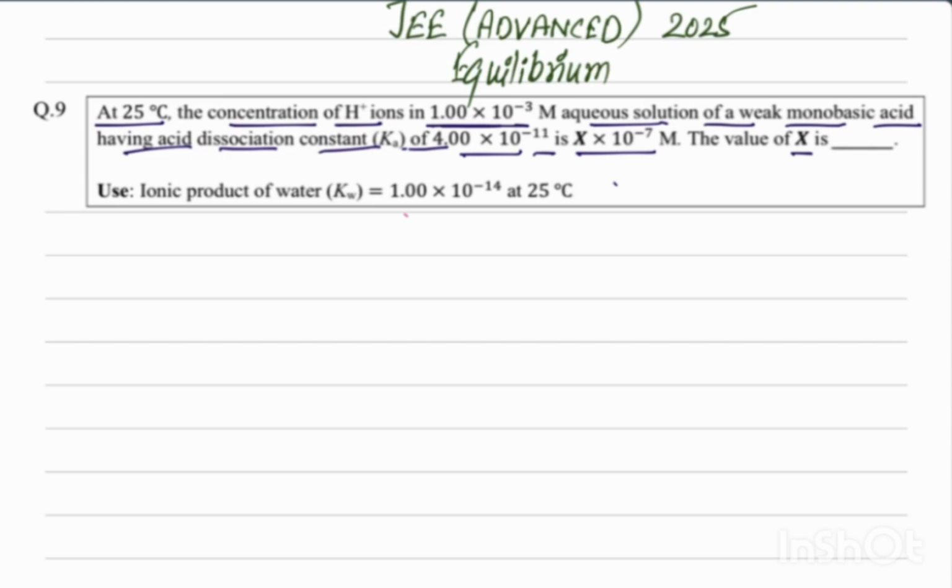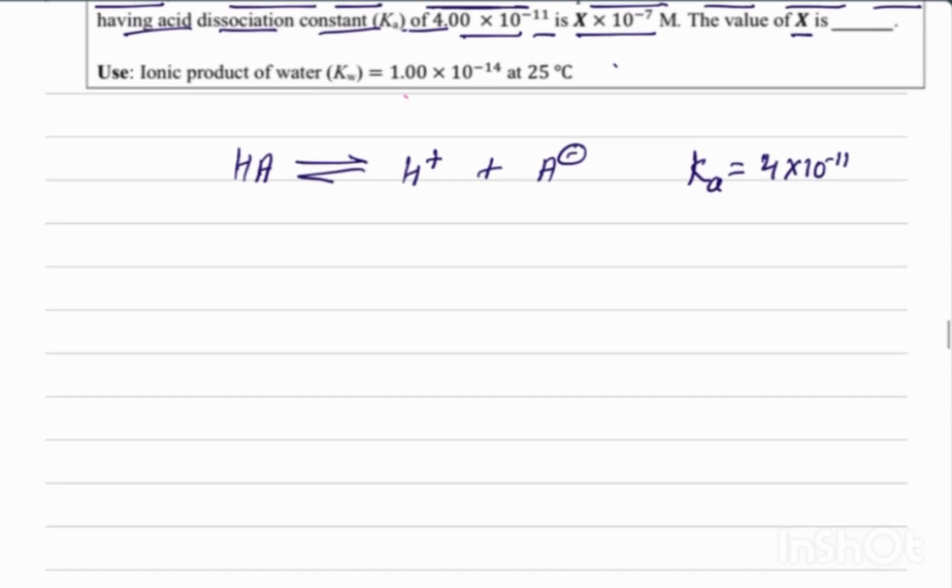So how to deal with this question? We have been given the ionic product of water also. For this question, we have two equilibria here. HA, a monobasic acid, breaks and gives H plus and A negative, and Ka is the dissociation constant of this acid, which is given as 4 into 10 raised to the power minus 11. The other equilibrium is H2O breaking to give H plus plus OH negative, and it has the ionic product 10 raised to the power minus 14.